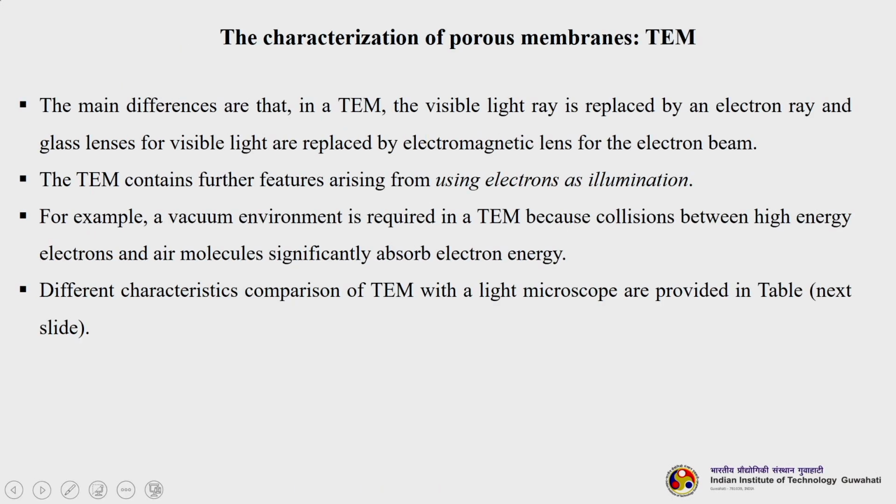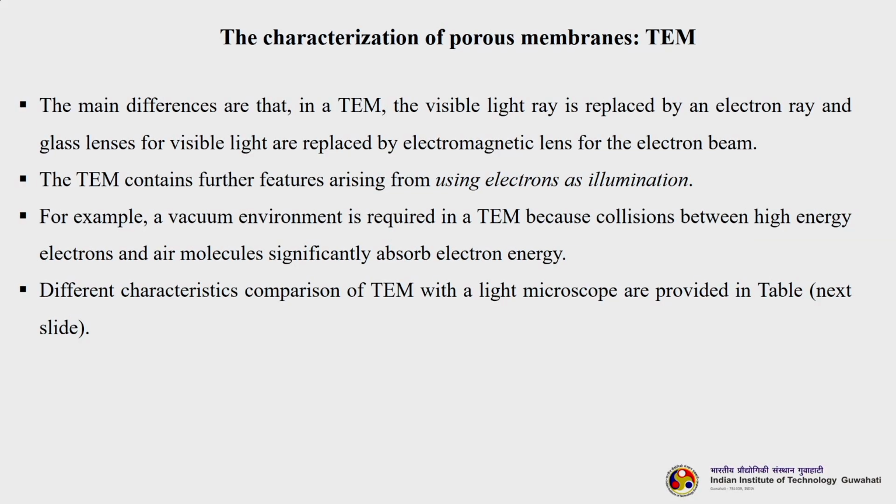So, the main differences are that in a TEM the visible light ray is replaced by an electron ray, and glass lenses for visible light are replaced by electromagnetic lenses. The TEM contains further features arising from using electrons as illumination. For example, a vacuum environment is required for TEM, which is not so for SEM or AFM.